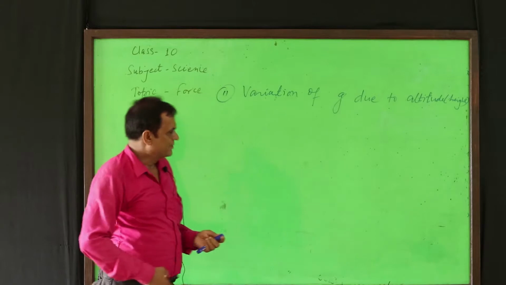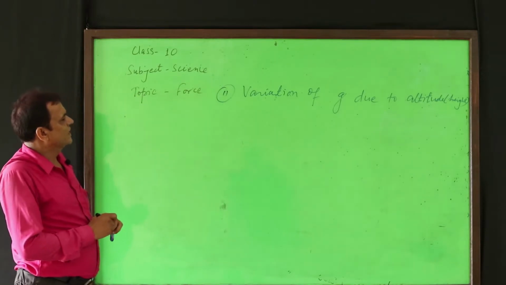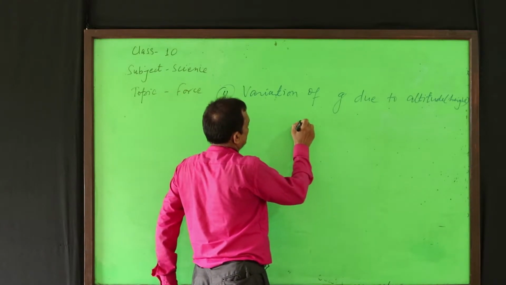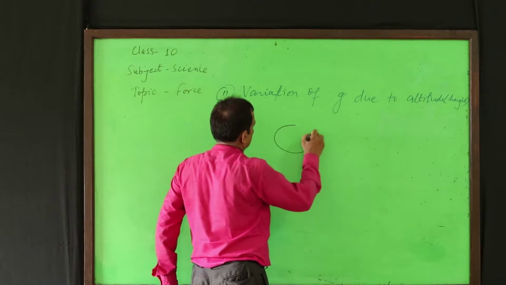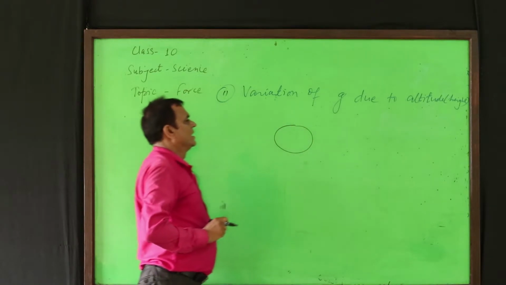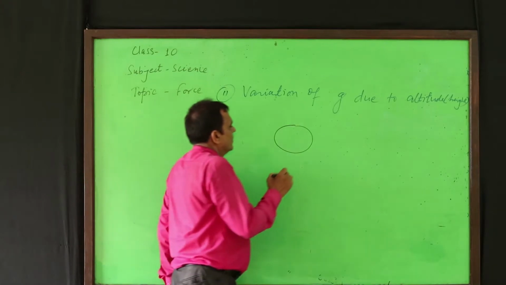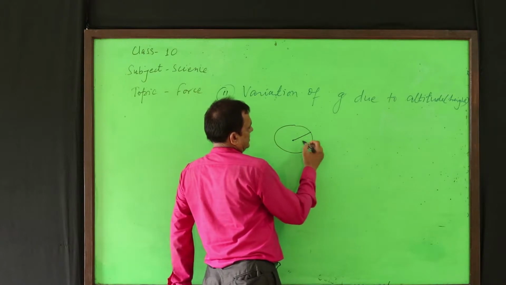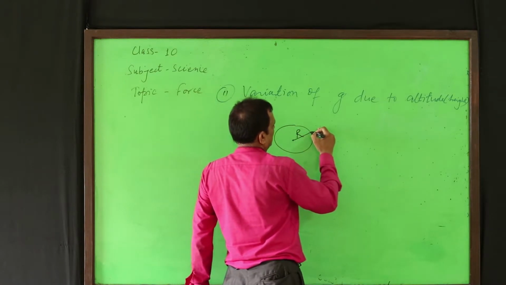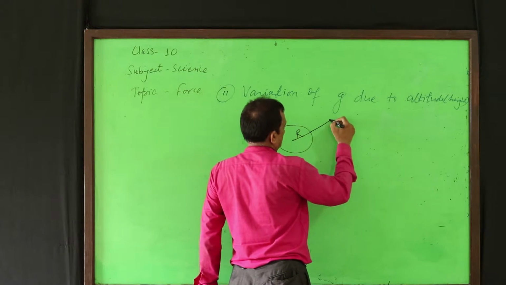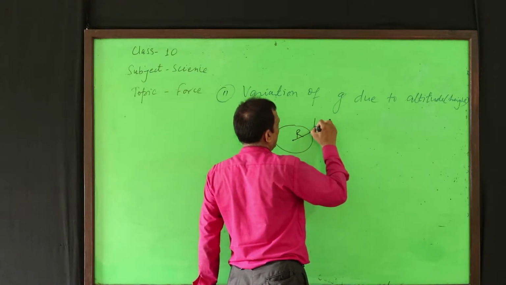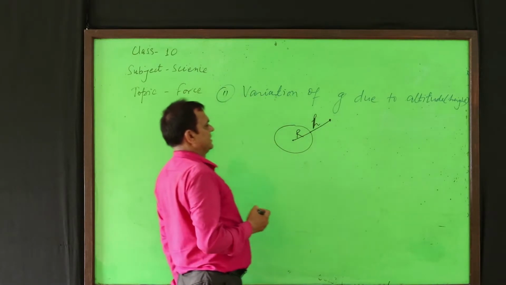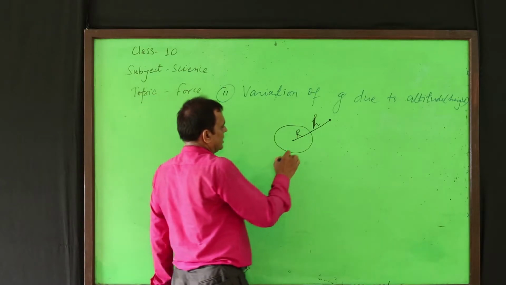Now I am going to explain by using the figure and the formula. See here, please. Listen carefully and try to understand. Suppose that this is the earth and this is center, this is radius, and I want to find the value of small g here. It means this is the height from earth's surface to this place, h. Mass of the earth is capital M.